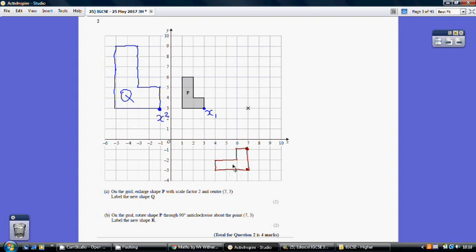So establish this new shape R using tracing paper. I've forgotten to call it shape R. You should label that shape R.